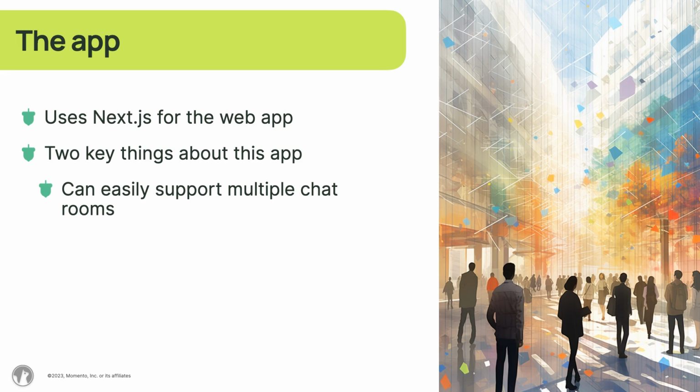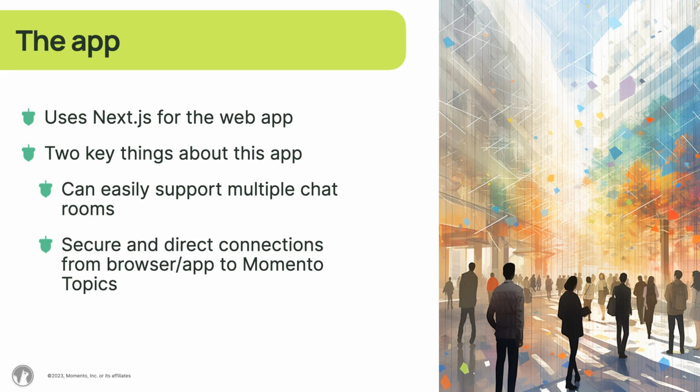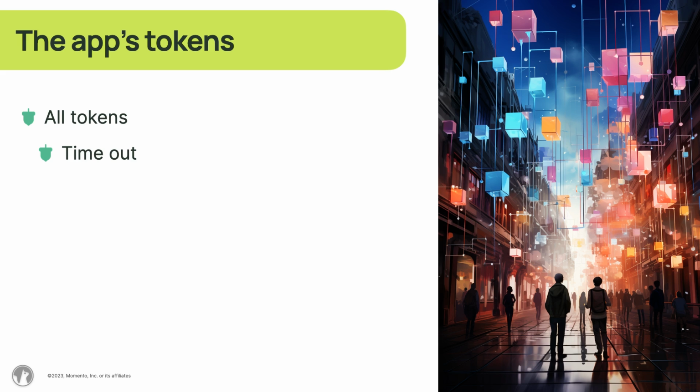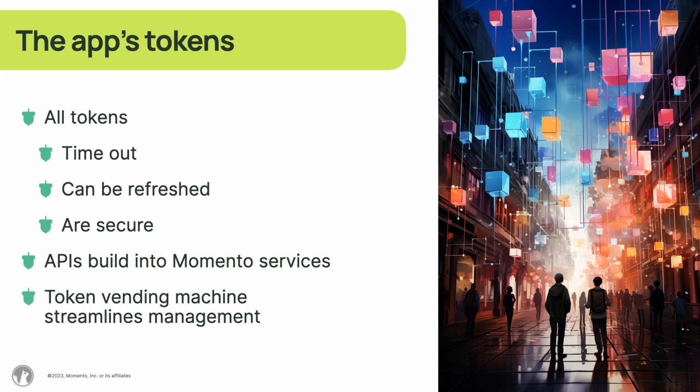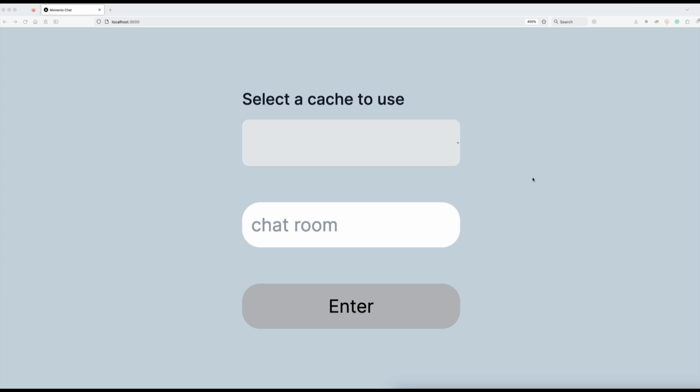The second one is, this is a secure direct connection from the browser directly to Momento Topics. There's no intermediary data services to shuffle data between the browser and Momento services. This solution has a built-in security token vending machine, as we like to call it, to issue short-lived tokens to browsers for their sessions and give the user access only to the rooms that they should have access to. These tokens time out, can be automatically refreshed if you want, and keep your data and services secure. All of these APIs are built into Momento services, but this token vending machine streamlines the usage of all of this.